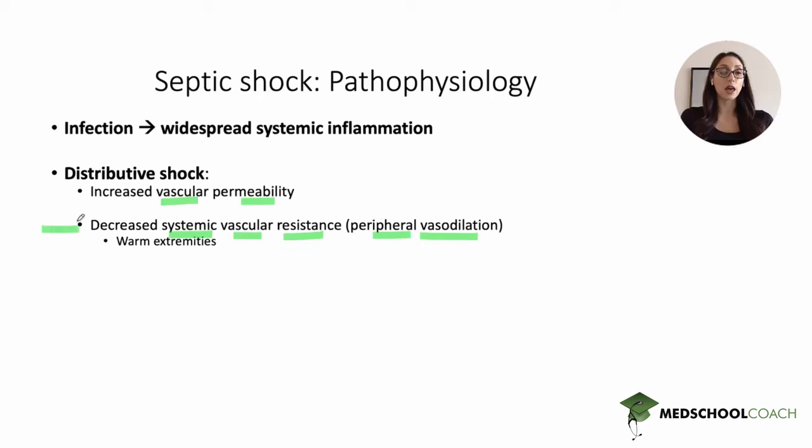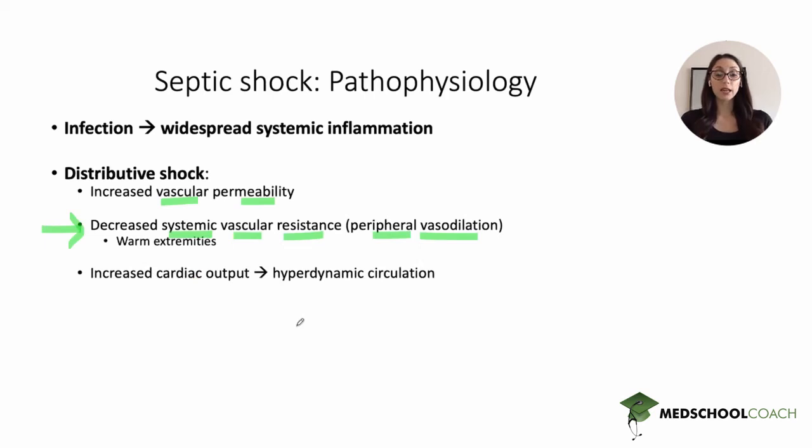And this is really going to be the main disturbance in distributive shock. Remember, each of the types of shock has one primary disturbance, and then the other physiologic principles go hand in hand with that primary disturbance. But in distributive shock, the primary disturbance is going to be decreased systemic vascular resistance. This leads to the patient's inability to maintain systemic pressures. So this leads to hypotension, and more importantly, it leads to low mean arterial pressures.